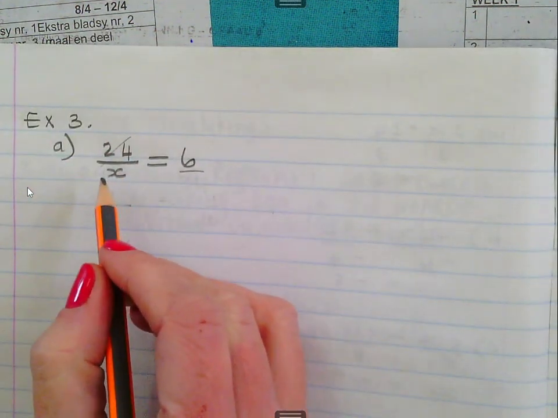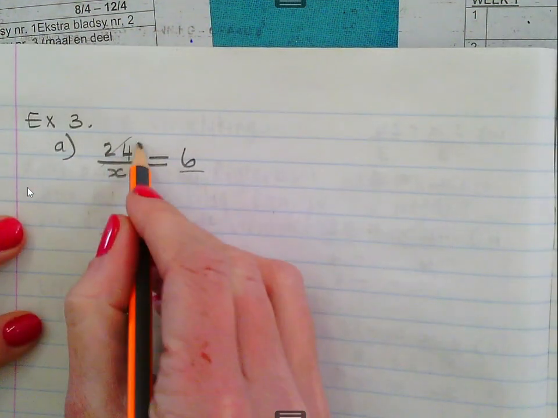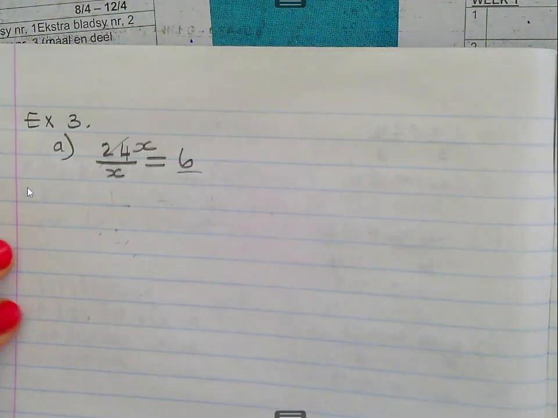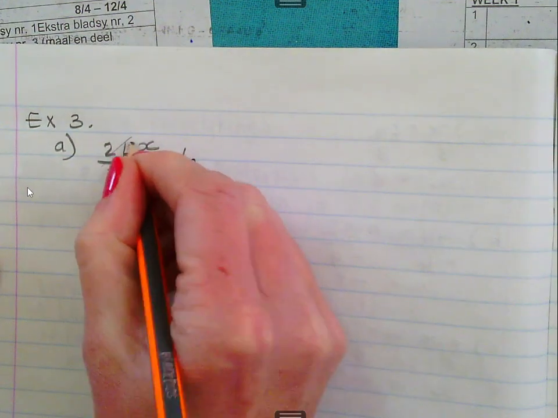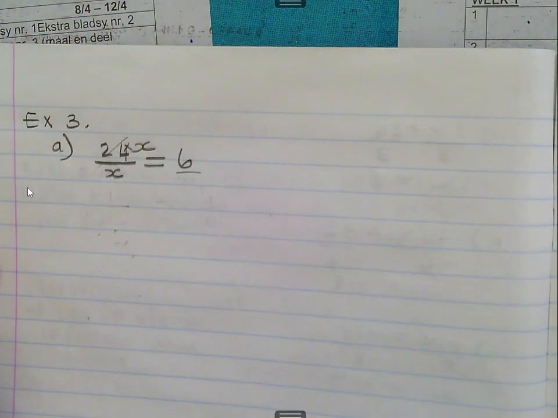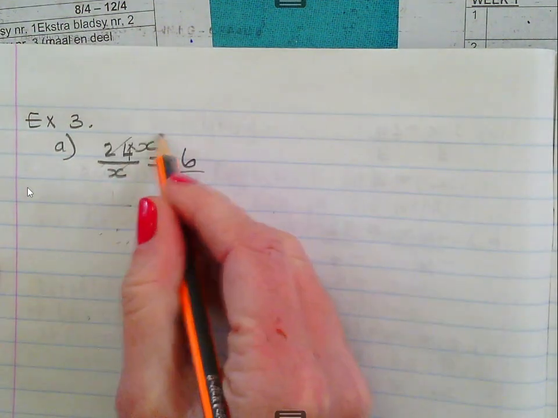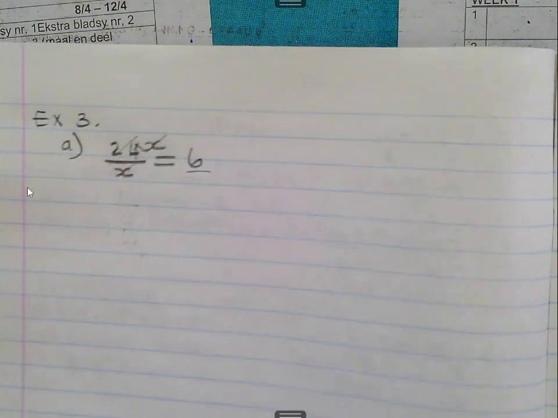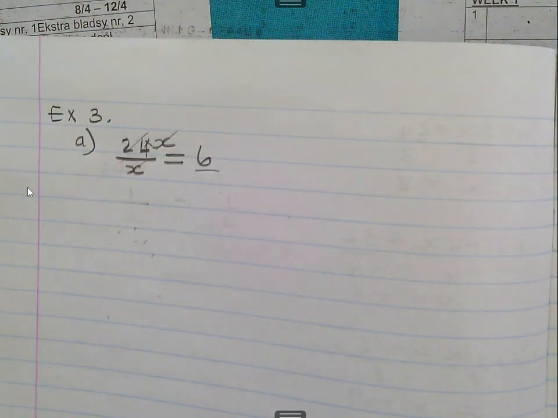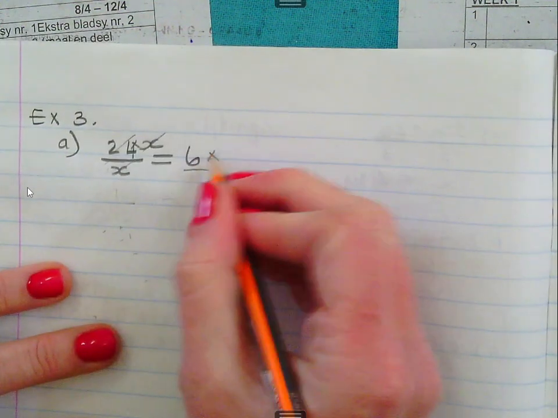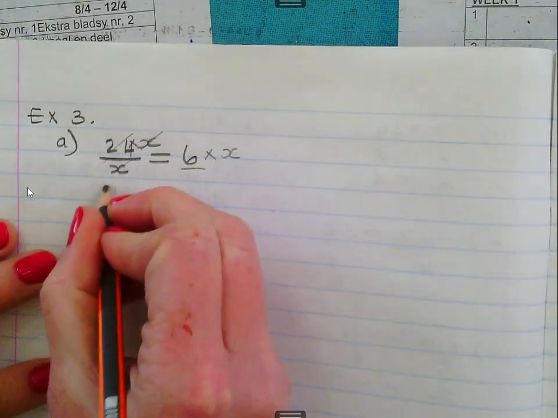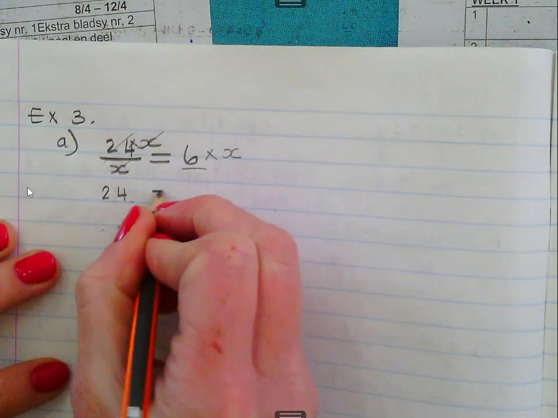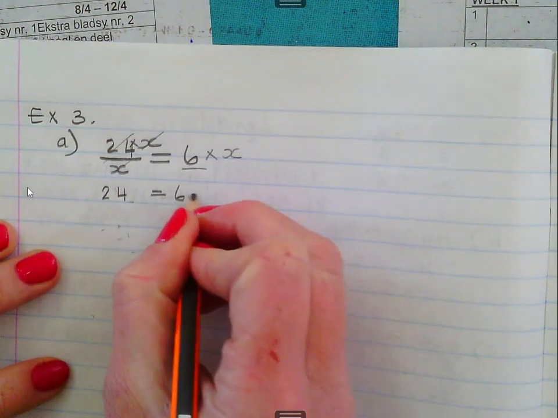So mathematically what happens is I'm going to put the x at the top because we need to get rid of the fraction. I'm multiplying with x. Okay? That will make the x cancel out here. But do you agree my scale is tipping now? So I'm going to have to multiply with x on this side as well. So I am left with 24 equal to 6x.